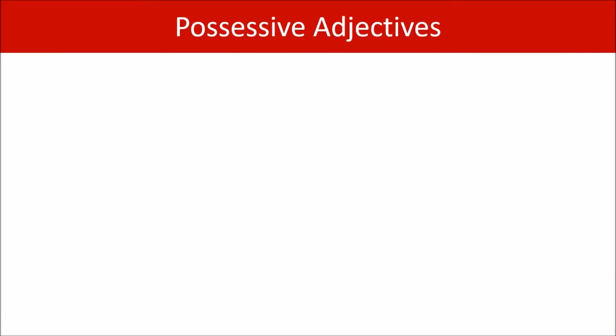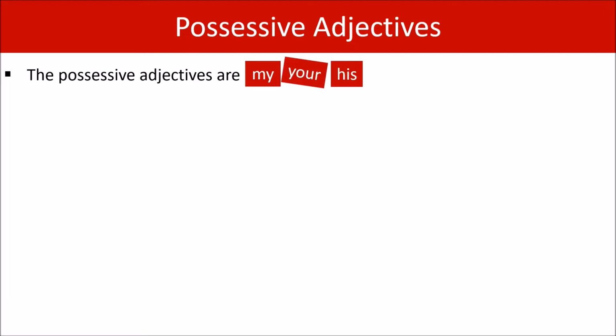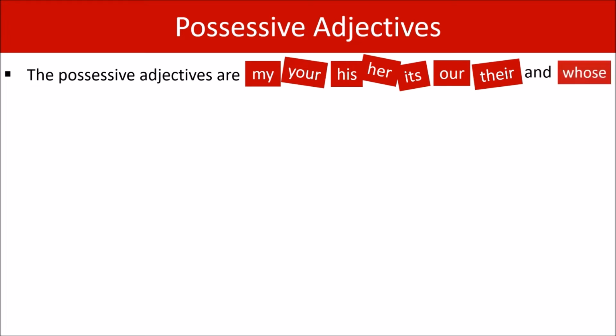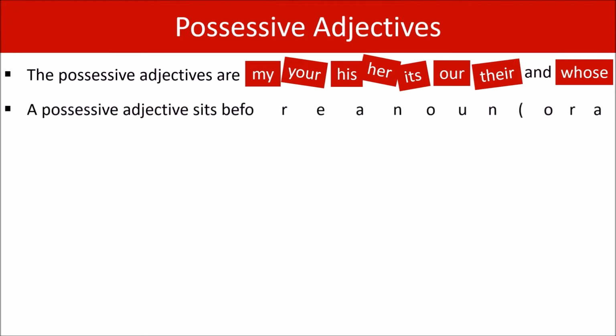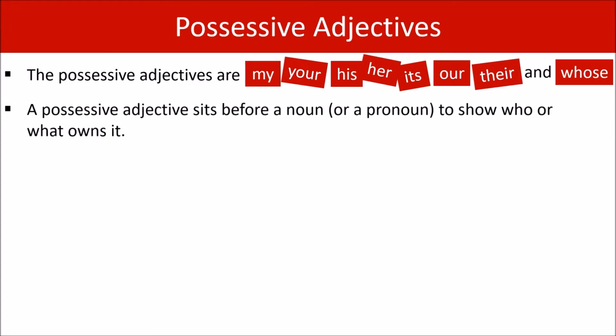In this video, we're going to talk about possessive adjectives. The possessive adjectives are my, your, his, her, its, our, their, and whose. So what is a possessive adjective? Well, a possessive adjective sits before a noun or a pronoun, more about that in a second, to show who or what owns it, or who or what possesses it. And now you can see where the name possessive adjective comes from.